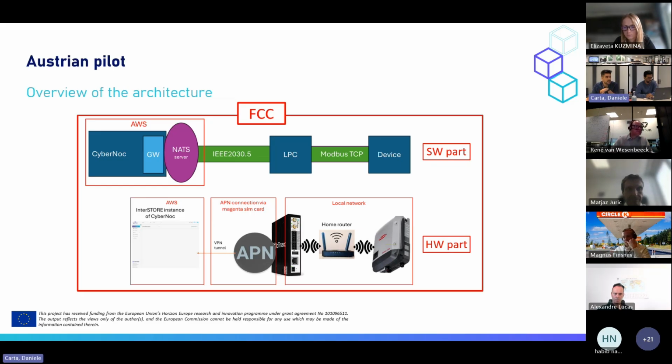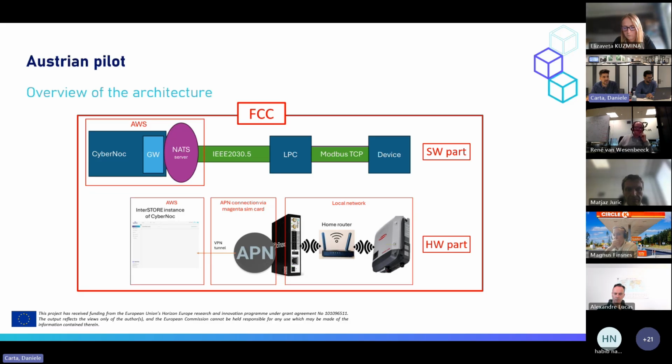Here you can see an overview of the architecture in this pilot, and in particular, you can also see my pointer. So from a hardware point of view, here there is a representation of one inverter that was connected to the home router, and then in the same network there was an IoT Max device, which was then connected to the energy management system provided by the partner CyberGrid. So in particular, in this case, the energy management system was CyberNOC, and here there was a VPN tunnel to secure the communication directly between the energy management system and the household, so the local network.